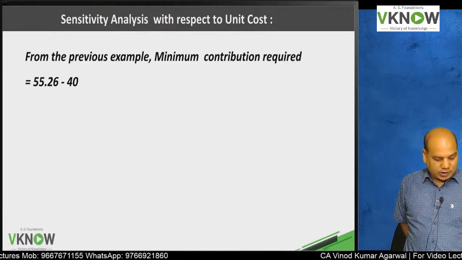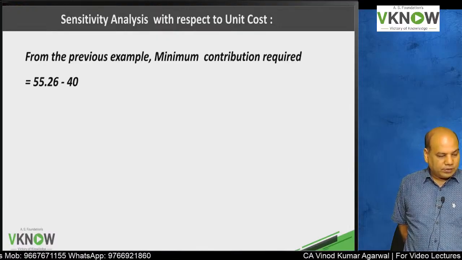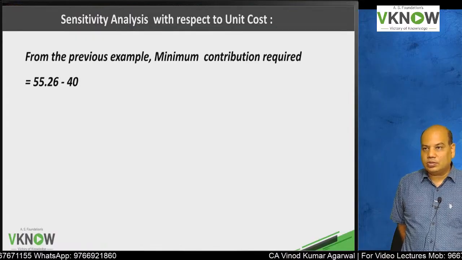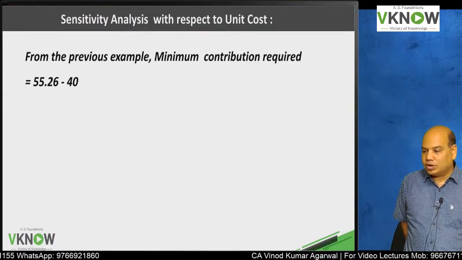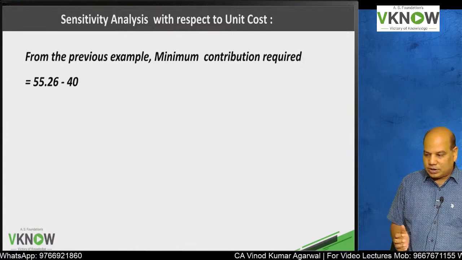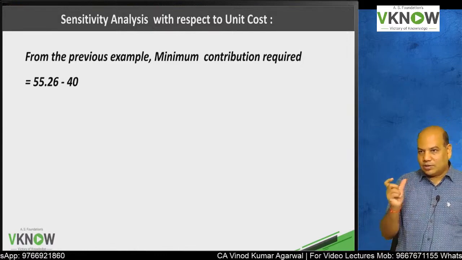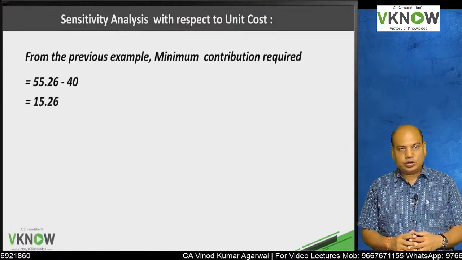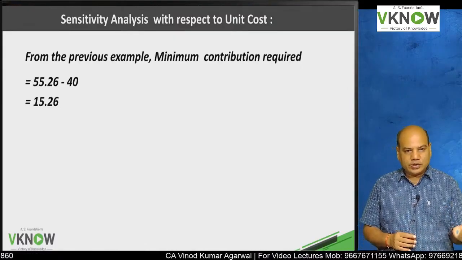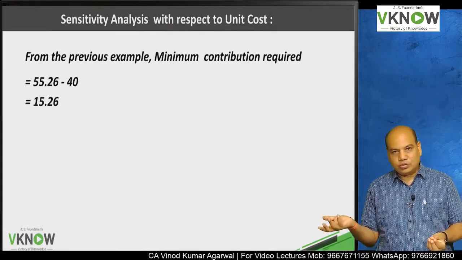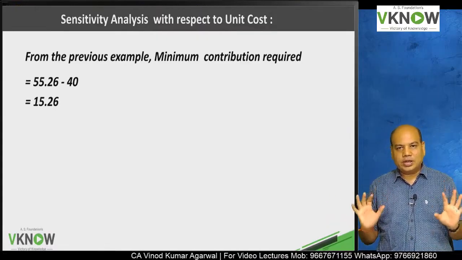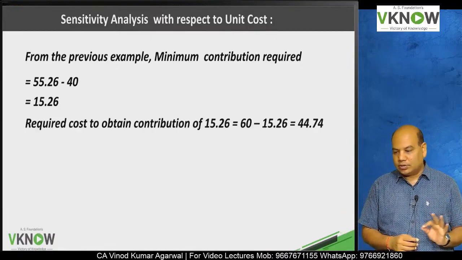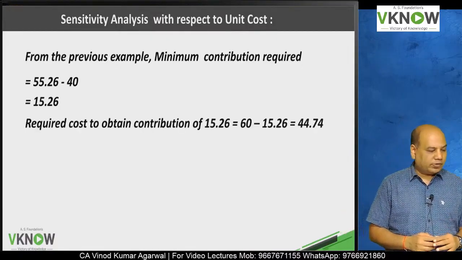From the previous example, minimum contribution required is equal to, go to previous step, and there we have got selling price 55.26, 15.26. So whether your selling price changes or whether your cost price changes, I need a contribution of 15.26 per unit so that my NPV is 0.